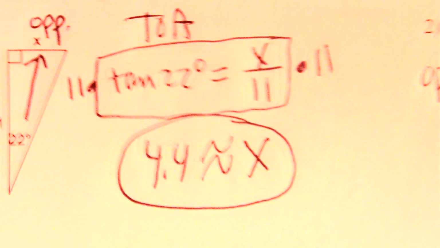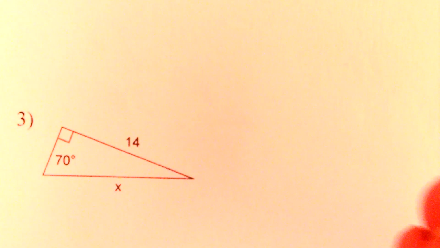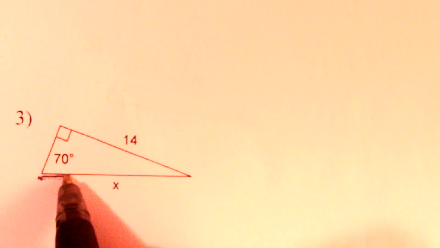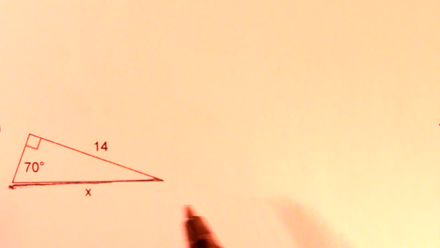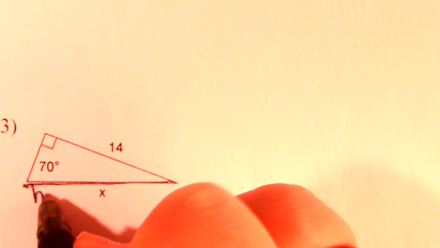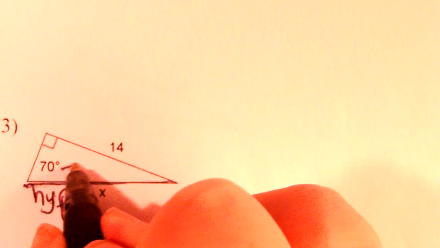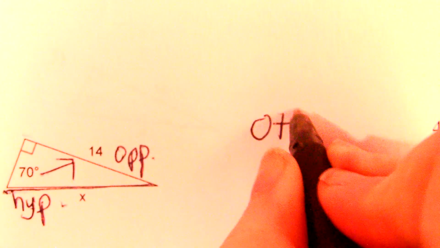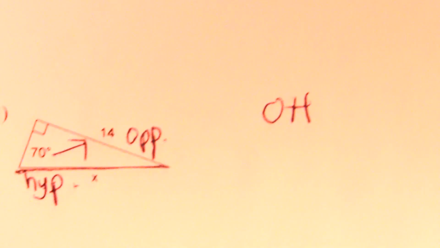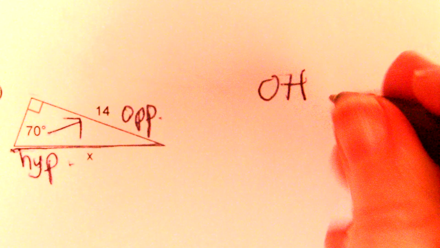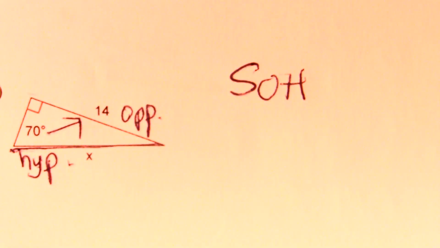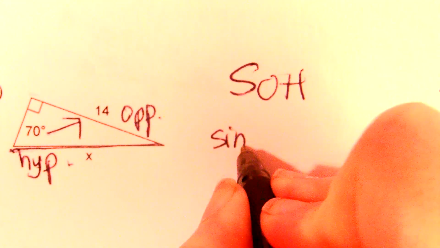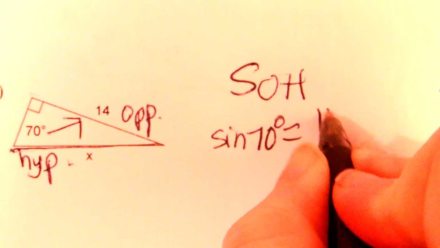Okay, next problem. What side is this? And from the 70, what side is this? So what letter goes in front? For sine. Sine of 70 equals 14 over x.